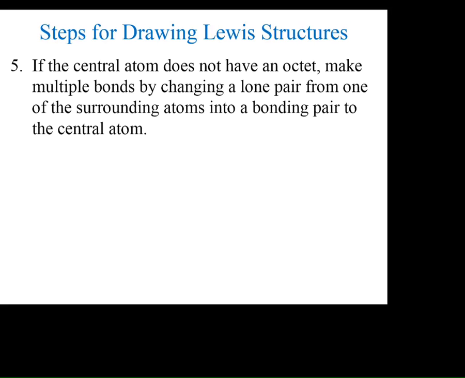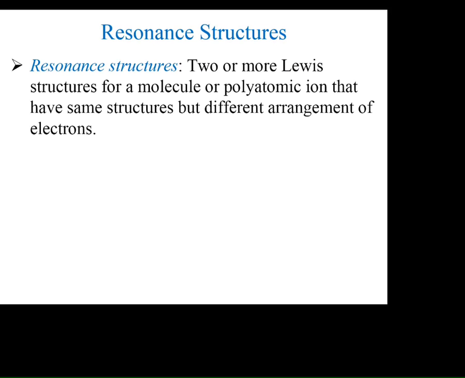Okay, so in our case, it did, right? In our case, the N had 8 electrons when you were all done. It had an octet, so it was happy, so there was no need to make anything other than just single bonds. Okay, let's look at a few examples here.